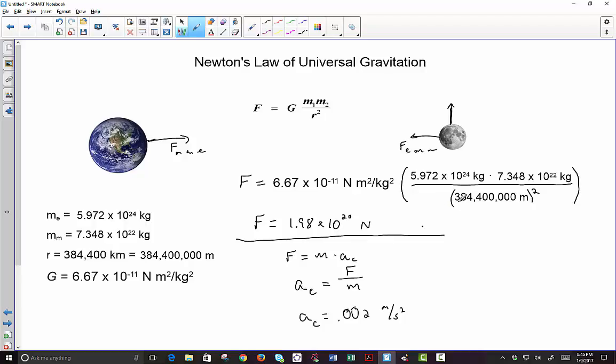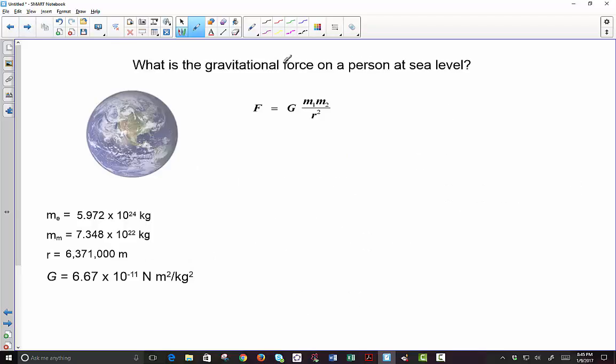So there you go. It's really this type of problem. It's just plug and chug. You may have some other quantity, maybe you're looking for the mass of an object or the distance. We'll do one of those here in a second. So let's do this one.